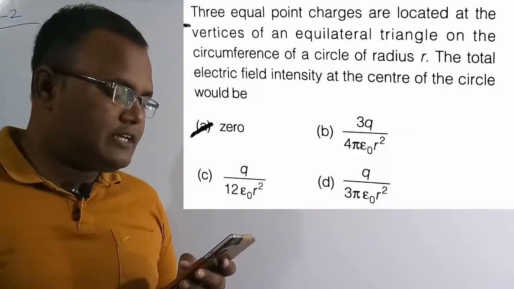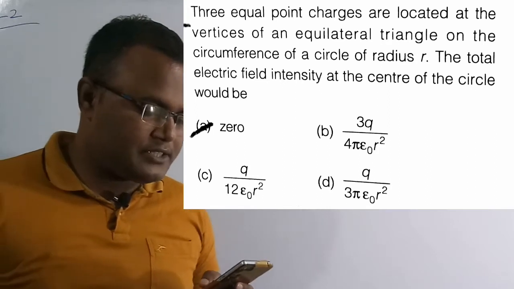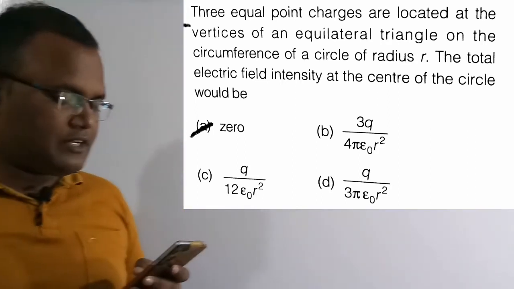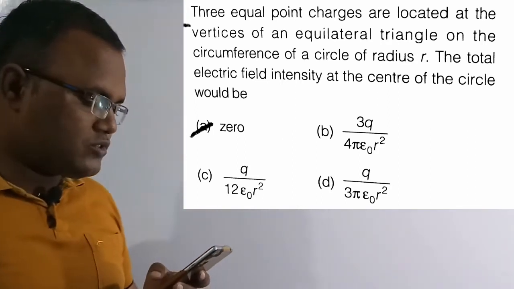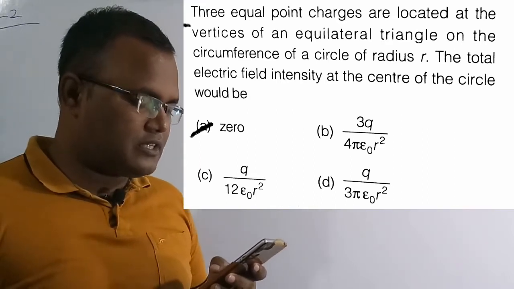So now we are going to solve the 42nd question. See the question here. Three equal point charges are located at the vertices of an equilateral triangle on the circumference of a circle of radius r. The total electric field intensity at the center of the circle would be.